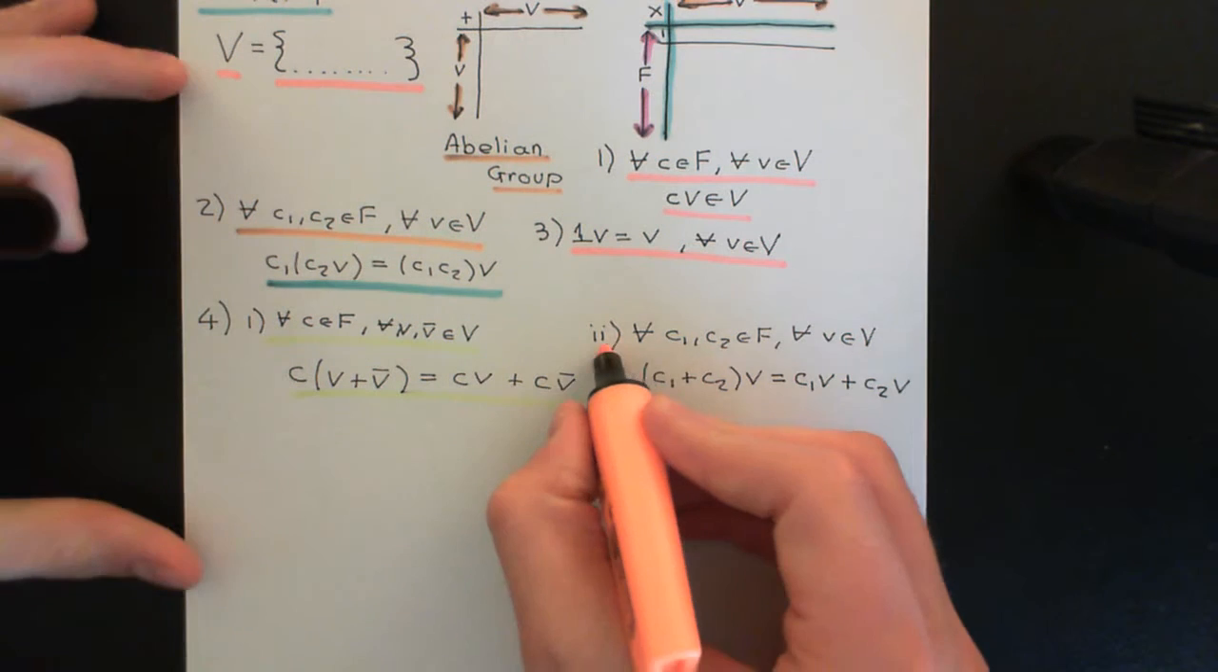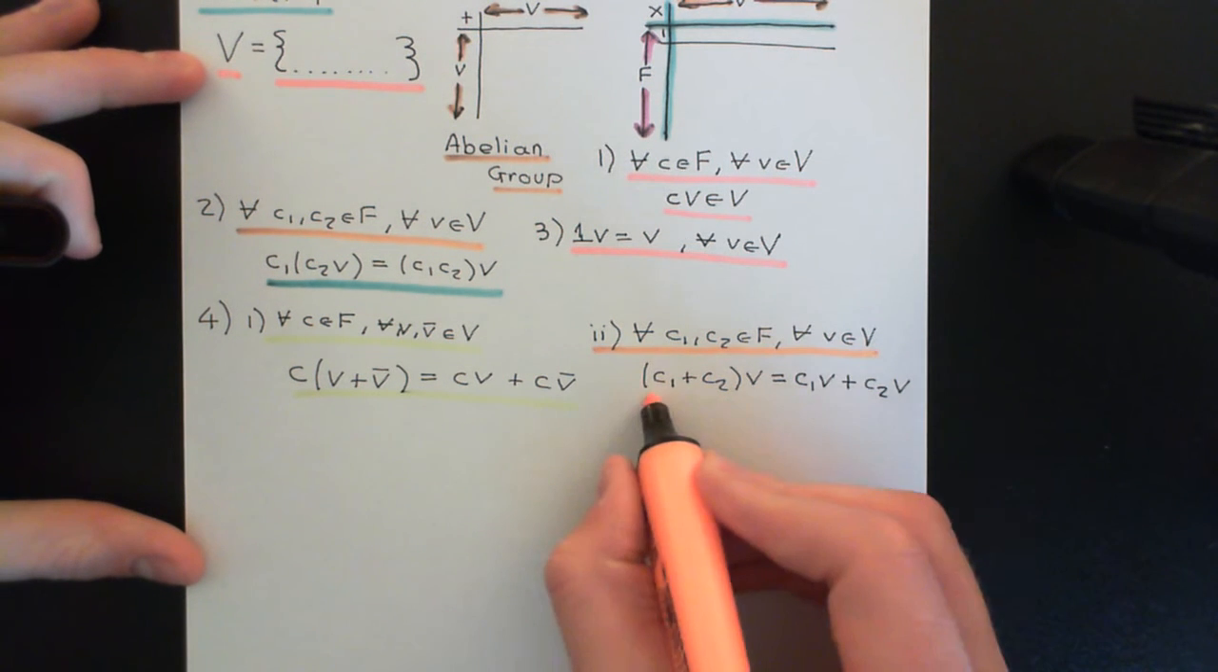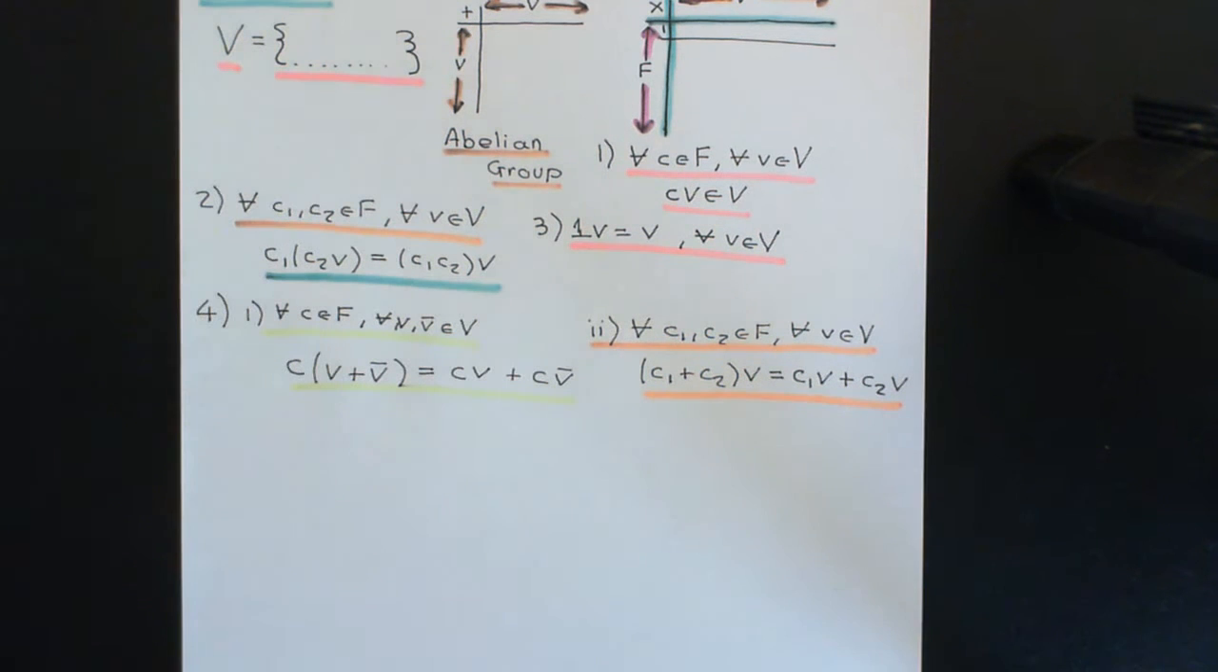Okay, so that's part 2 of distributivity, and that says that scalar multiplication must distribute over addition of elements in the field. Okay, right, so those are the axioms then that a vector space must obey. Okay, so let's now turn our attention to what a subspace is.